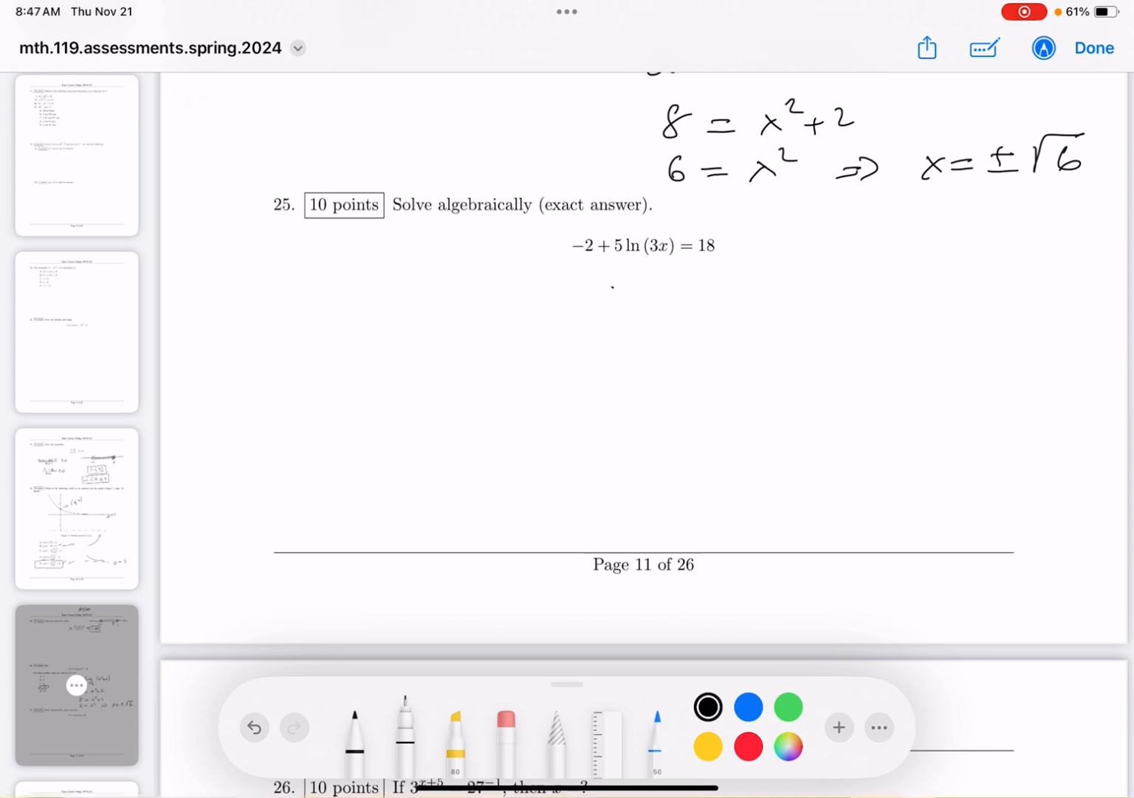And let's write this down now. So it's 5 times the natural log of 3x equals 20. How did I do that? I added 2 to both sides. Divide through by 5 now, and you get 4.